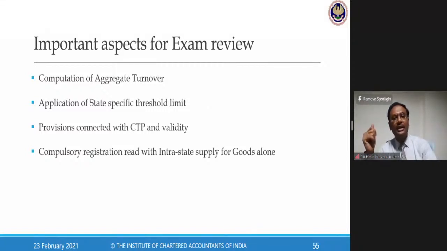Then the last point: compulsory registration with respect to intra-state supply of goods alone. This is an important point where we referred to notification 10 of 2019, intra-state supply. Three exceptions are given. One of our friends, Yashoda, asked why this supply of ice cream, pan masala, tobacco products, and handcraft goods. There is an exception given for these three sectors, and for handcraft goods they have given a threshold limit even for interstate supply. This is one question for 2 marks which you can expect in your examination.